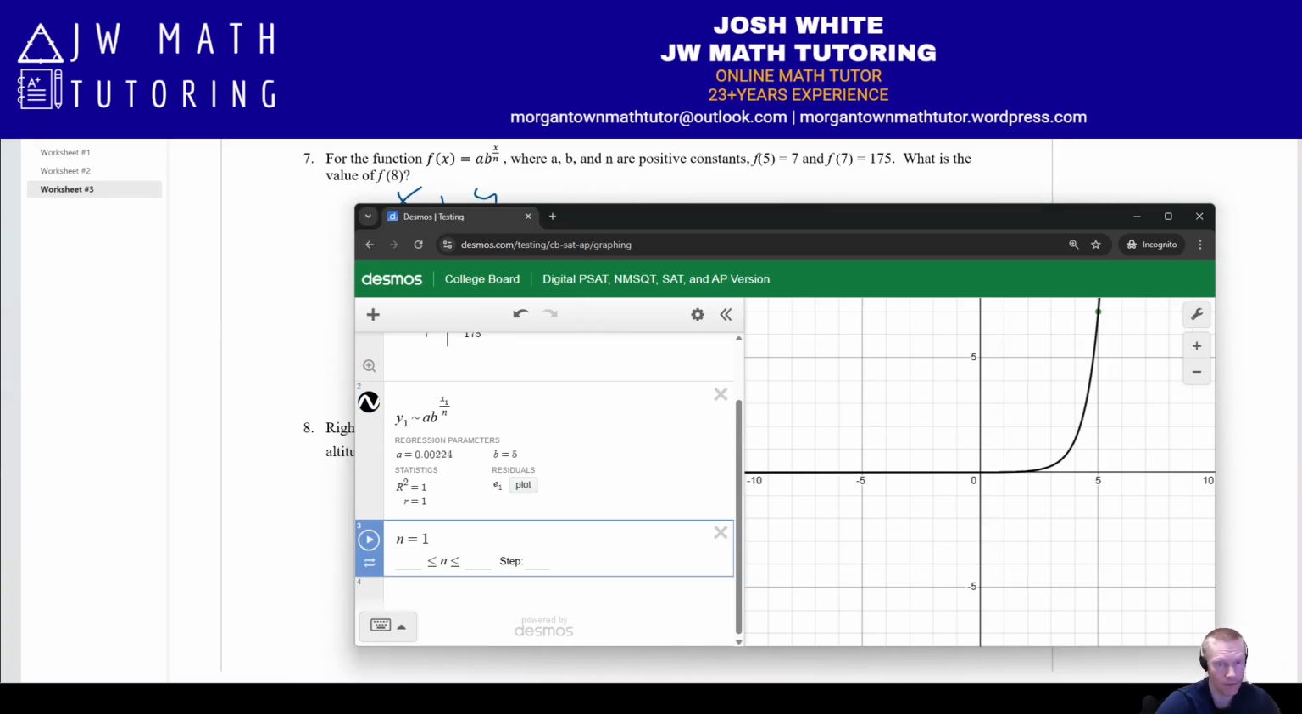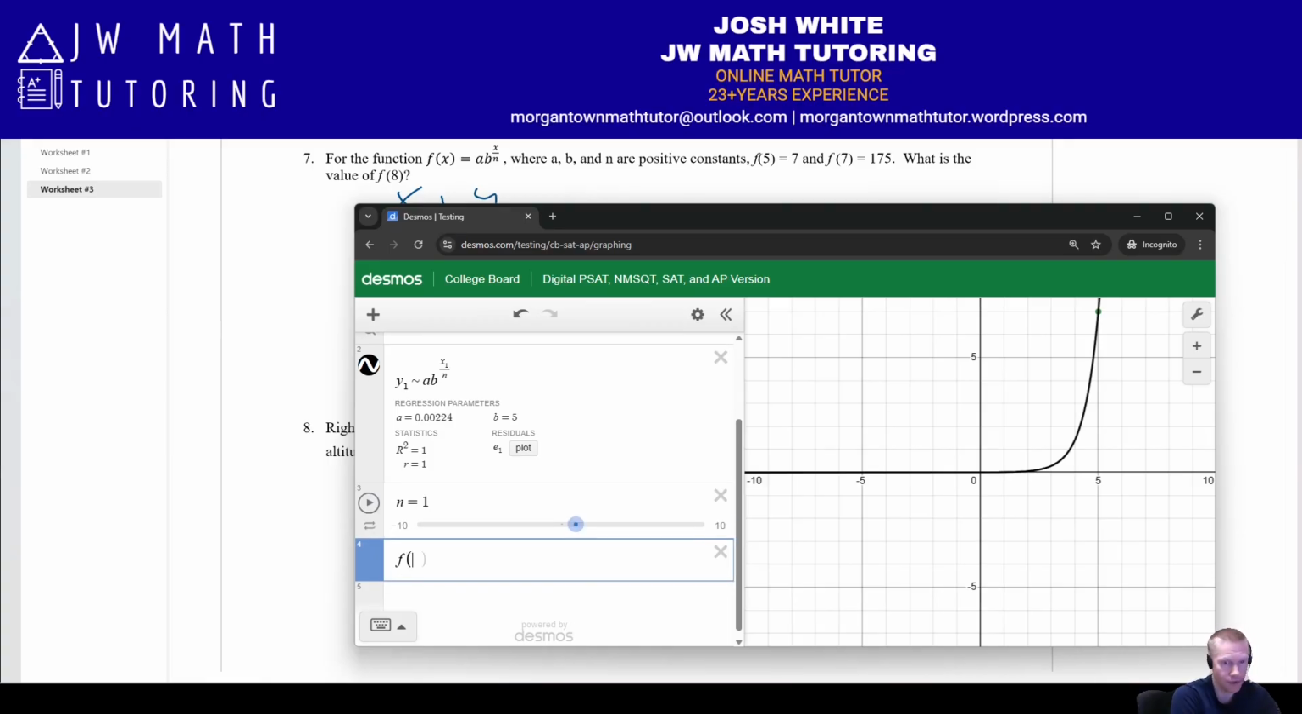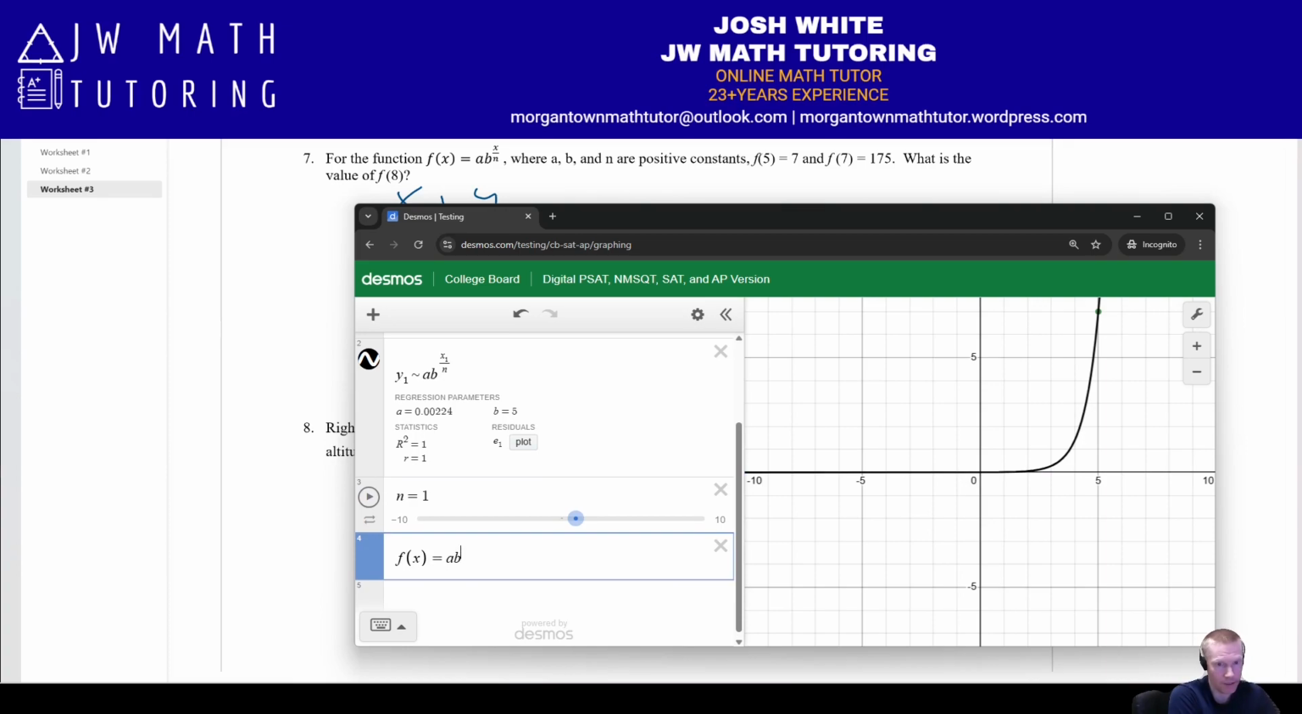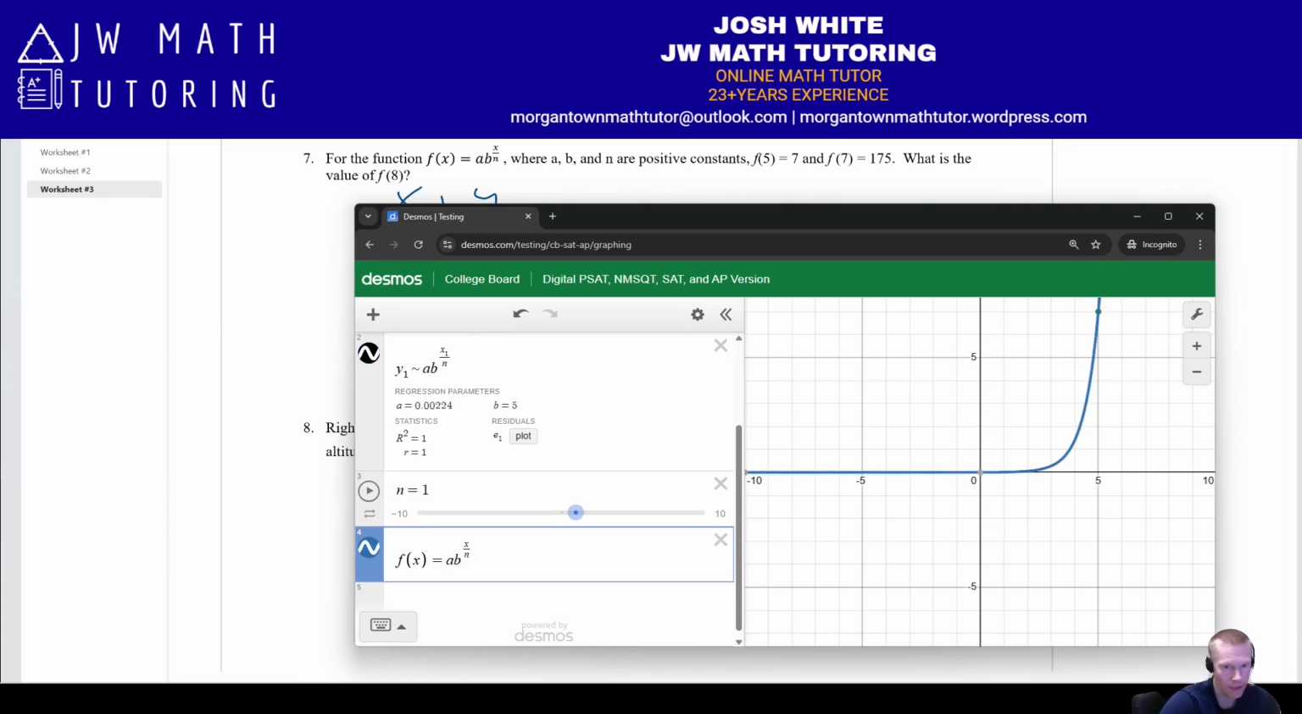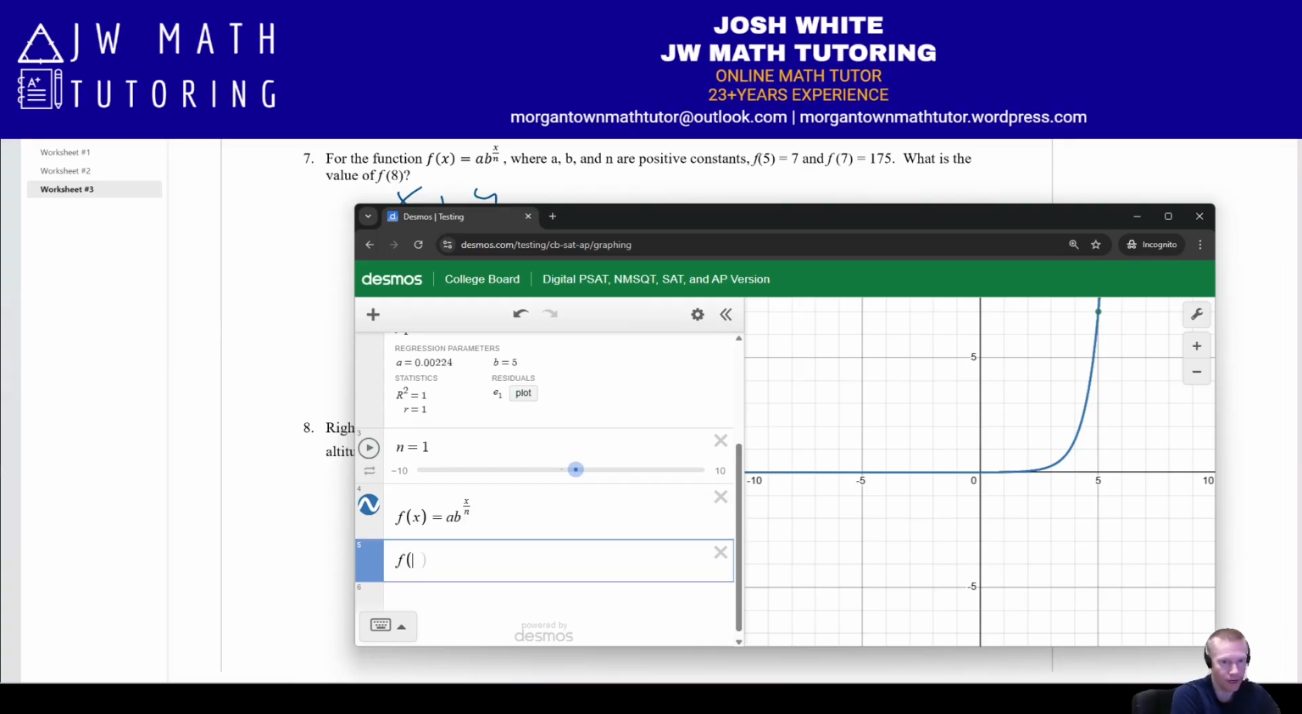And then that gives us what is actually the correct value for A and B. So you can't put all 3 constants A, B, and N in and expect to find the correct answers. You have to substitute something for N in. And then, now, there are multiple ways to find this. You could just type f of x equals a b to the x over n. And then you could say, what is f of 8? And right there, it's 875.